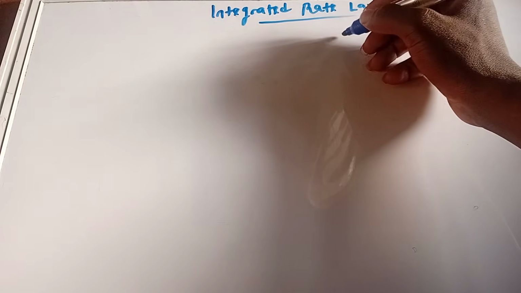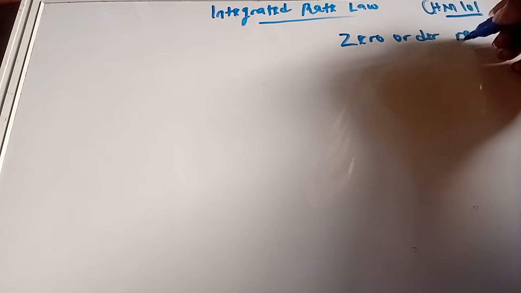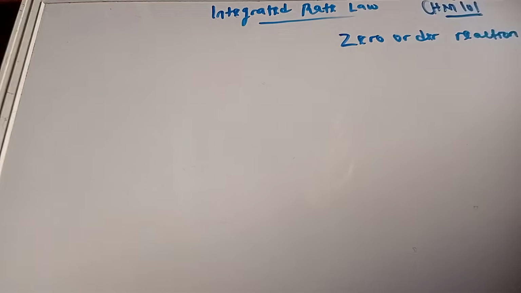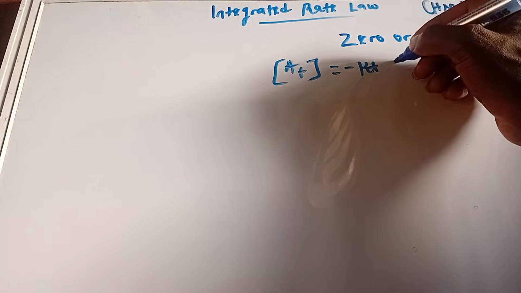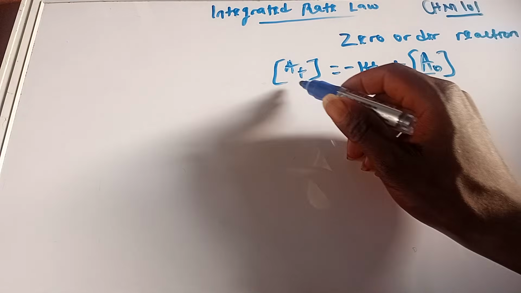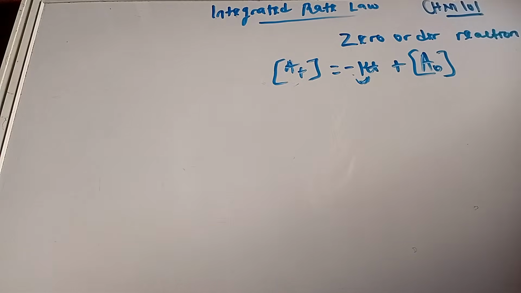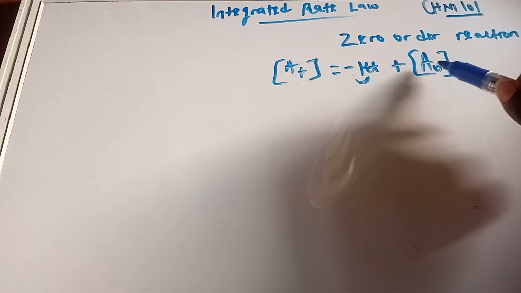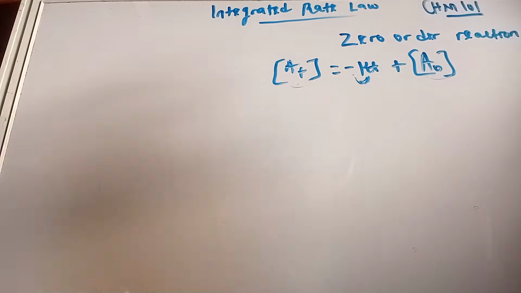Now, let's start with the zero order reaction. We have this formula: A_t equals minus kt plus A naught. This is the concentration at time t. This k is the rate constant. This is time, and this is the initial concentration. Initial concentration, concentration at time t, the rate constant, and the time.